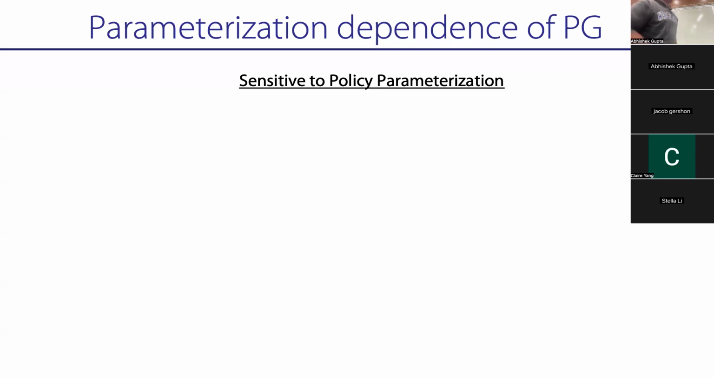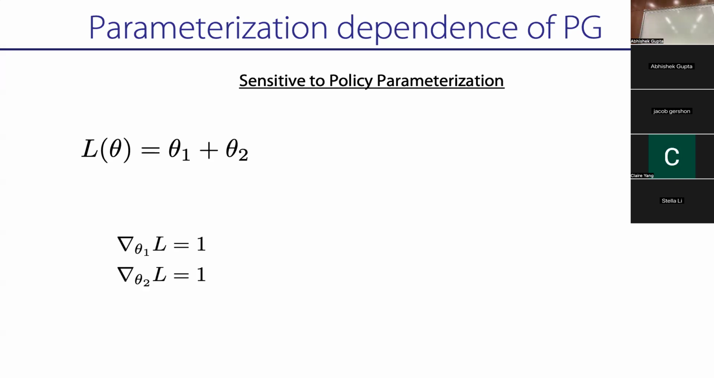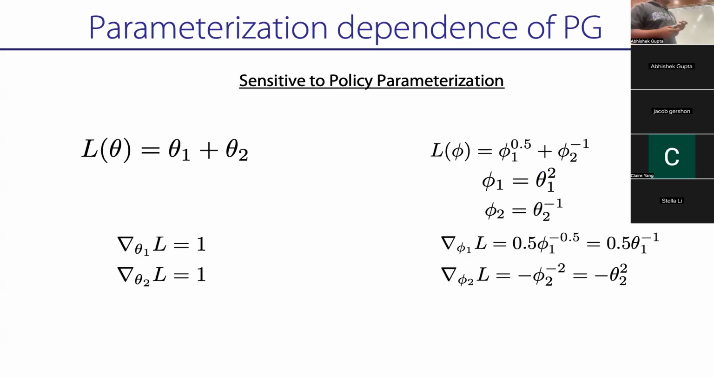Okay. So for instance, let's consider a really simple function. Let's consider a two-parameter function. If you have two parameters, theta 1 and theta 2, the gradient of this thing with respect to theta 1 and theta 2 is going to be a vector of 1 and 1, right? But let's say you reparameterize your function. We're going to have two different things, phi 1 and phi 2. Let's say phi 1 is theta 1 squared and phi 2 is theta 2 inverse. It's just a change of variable.